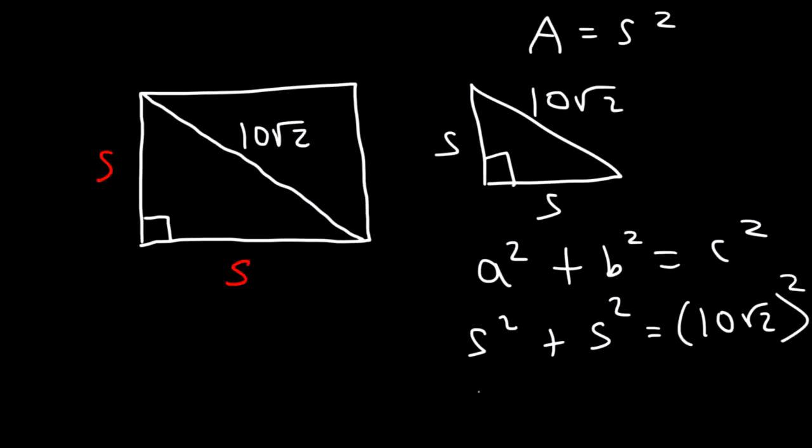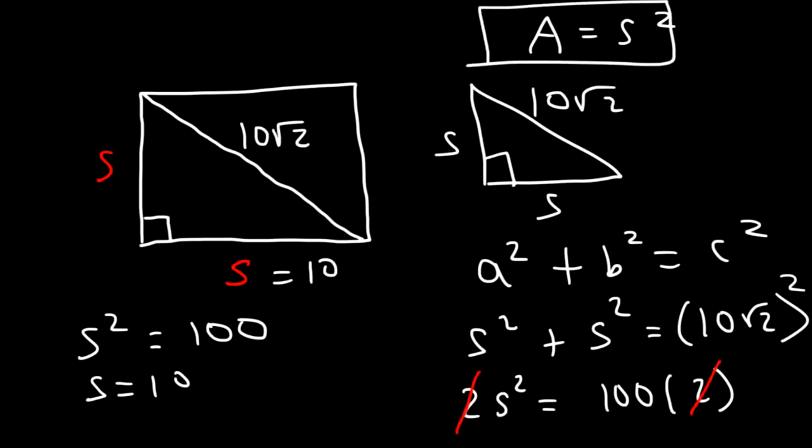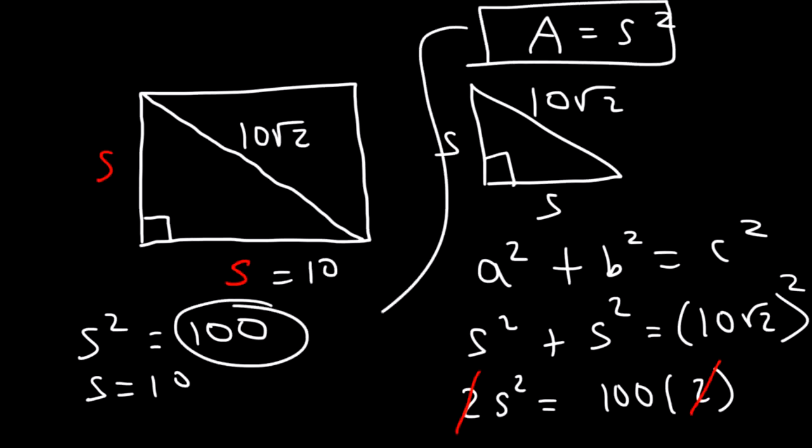s squared plus s squared is 2s squared. 10 squared is 100, and the square root of 2 squared, which is the square root of 2 times the square root of 2, that's the square root of 4, which is 2. So we can divide both sides by 2. Therefore s squared is 100, and the square root of 100 is 10. Now the area is s squared, and s squared is 100, so that is the area. So that's the answer, 100.